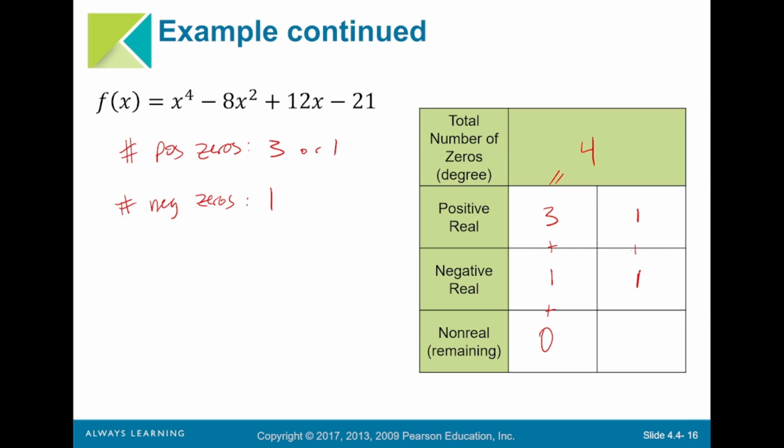Now on this side, I have 1 plus 1. That gives me 2. So I needed to add another 2 in order to give me 4 in total. So I know I have 2 non-real remaining zeros. This doesn't tell me what the zeros are, notice. I just know if they're positive or negative on the x-axis, and if there are non-real ones as well, potentially for this function.